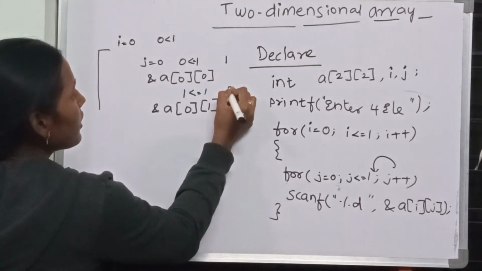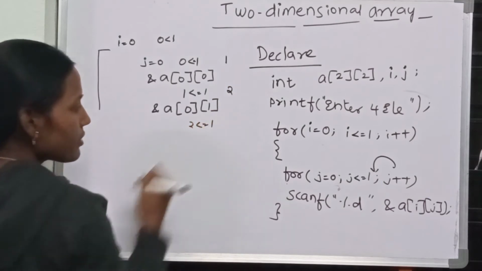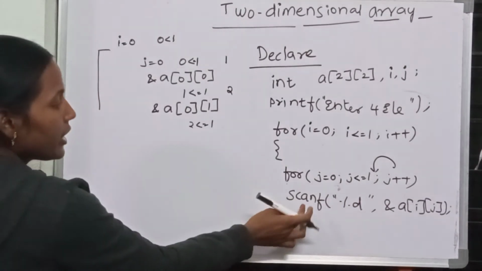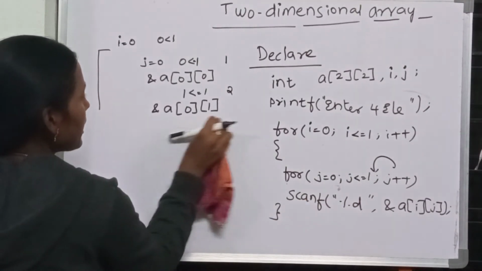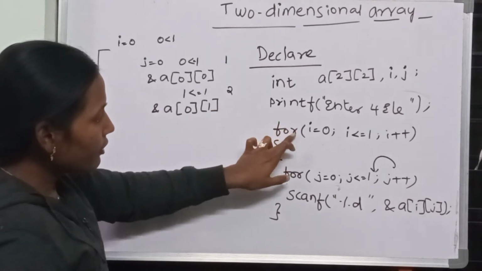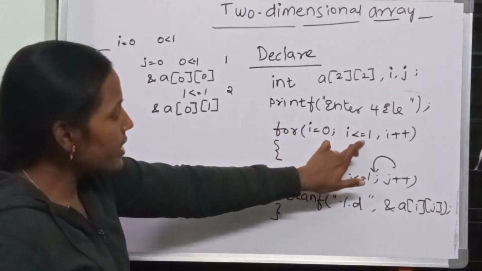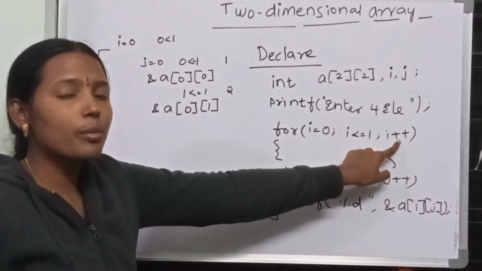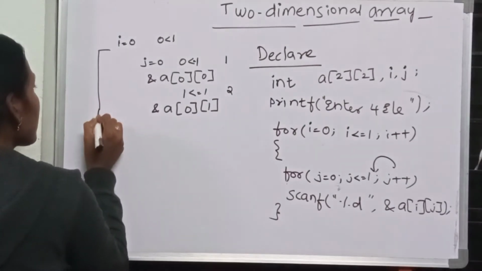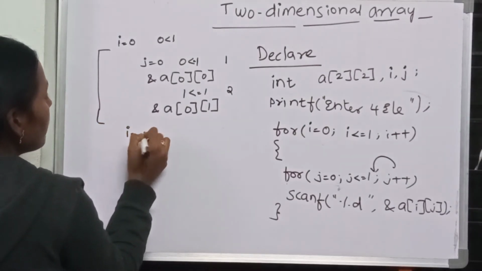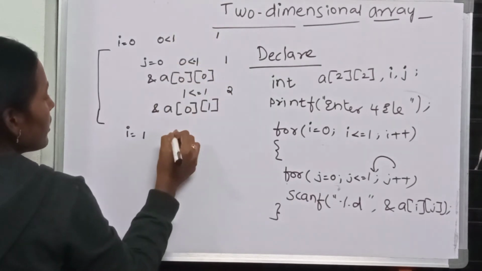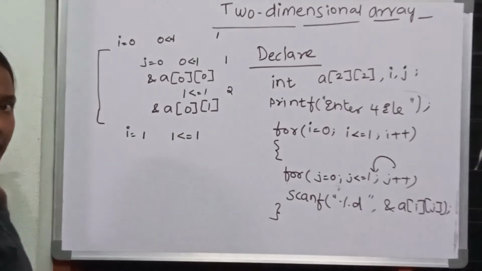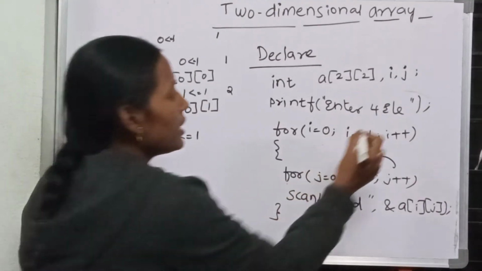Next, j becomes what? 2. Is 2 less than or equal to 1? No, the condition is wrong. So control never enters into the scanf statement. For i equal to 0, this block is executed completely. Over. Next, what has to be done? The i value is to be incremented by 1. Next, i becomes 1. So here the value of i becomes 1. That is, 1 is less than or equal to 1. Again the condition is true.